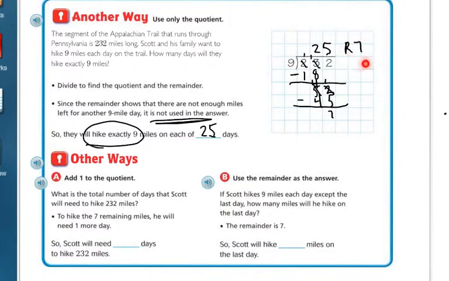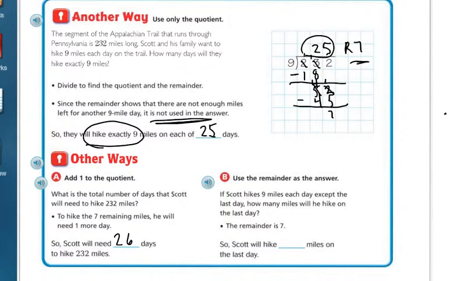Now, it's not going to take me the entire day to do those 7 miles, right? It's only going to take me part of the day. But if I'm going to add another day to it, then now Scott's going to need 26 days to hike the 232 miles, right? Because in 25 days, he hiked part of it, but he still had 7 miles left over, so he's going to need an additional day. This is interpreting the remainder.